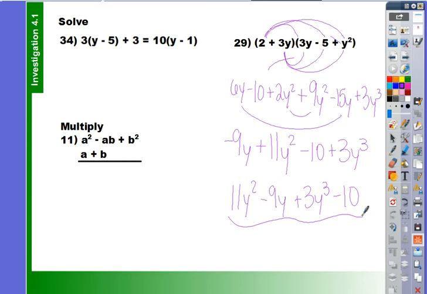Okay, so we have all the terms here. We agree with the terms, but is it in the correct order? Is it in descending order of degree? Nope. So we want this in order of descending degrees. So what is the largest degree that we have? Evan? 3y cubed is the largest degree.